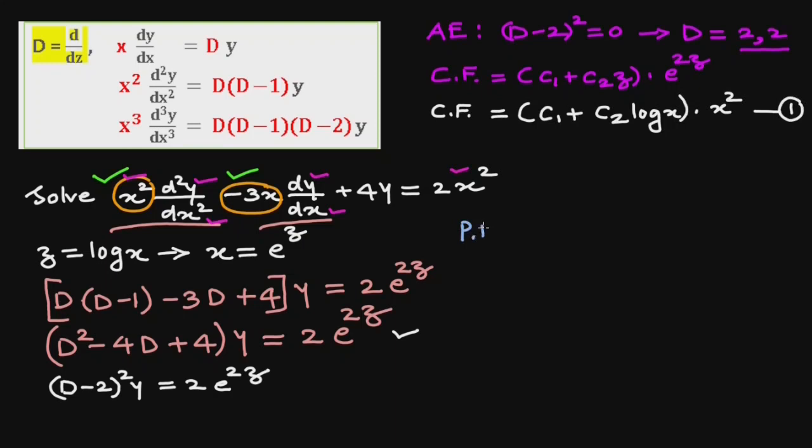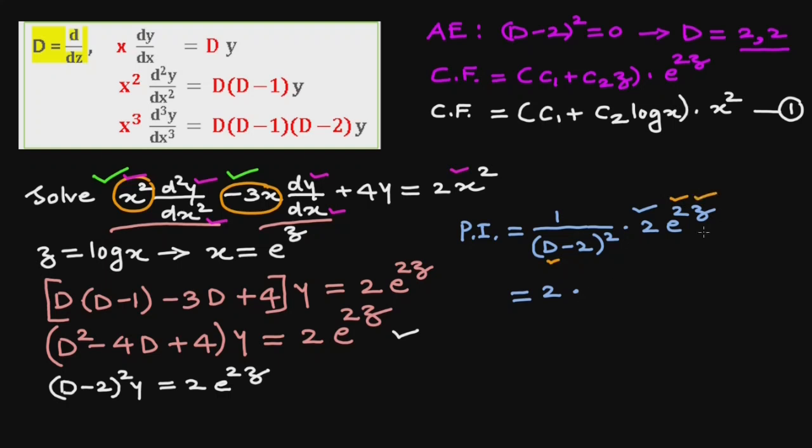Particular integral will be 1 upon D minus 2 whole square operating on 2 e raised to 2z, which is this 2 into, if we put this D equals this 2, the denominator will be 0.